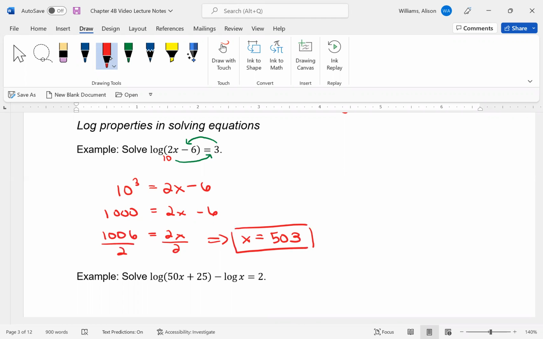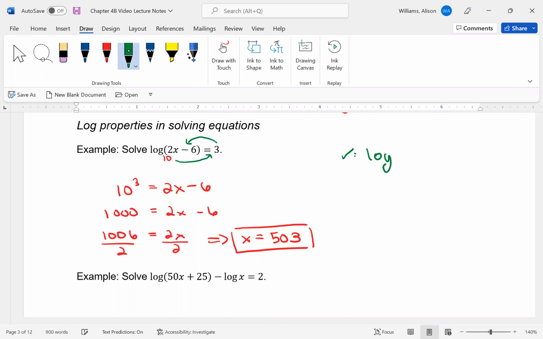Now, you do want to get yourself into the habit of checking your answers. The reason is, in particular with logarithms, we have a limited domain. We can only plug in positive numbers. So we want to make sure that if I plug the number back into the original equation, it doesn't give us something really weird. And it doesn't. It gives us a nice positive number. We could actually work out the equation. In fact, let's take a second and show that.